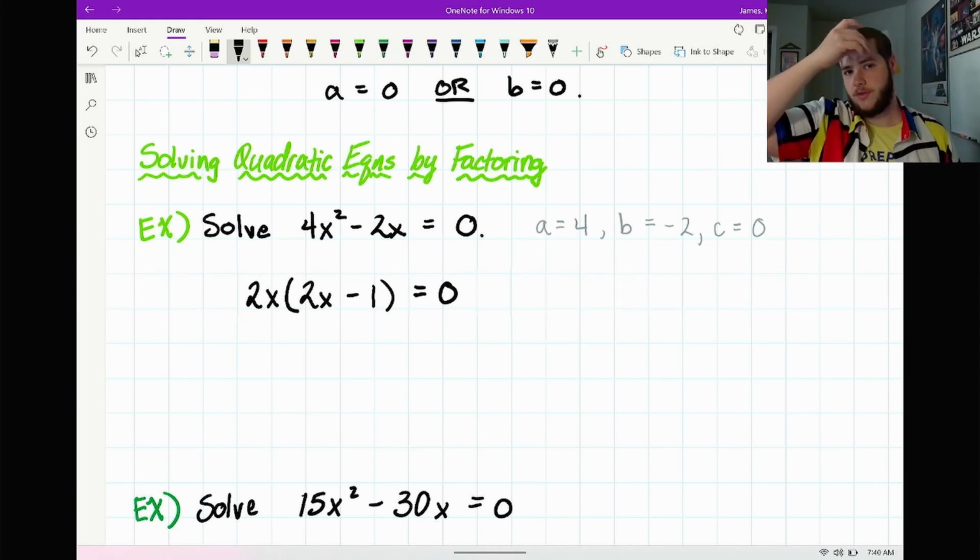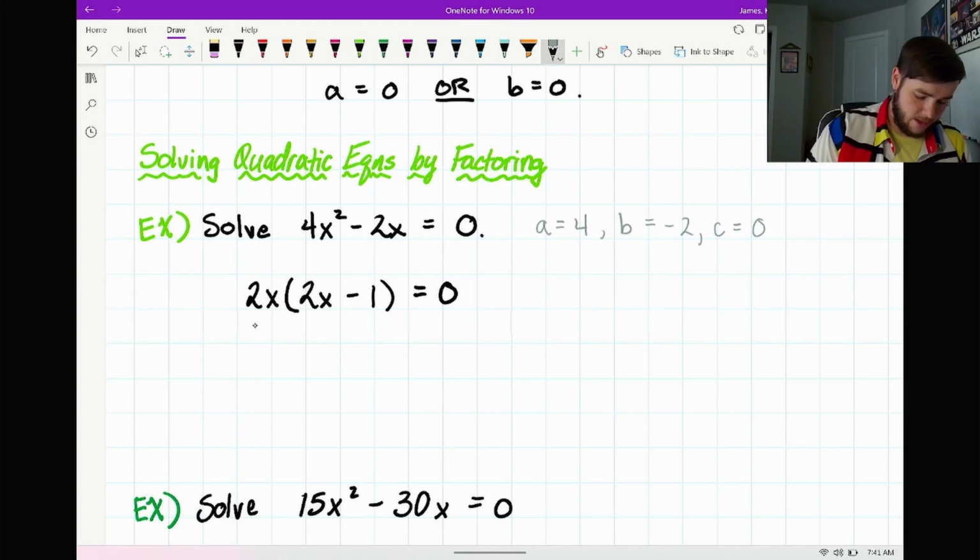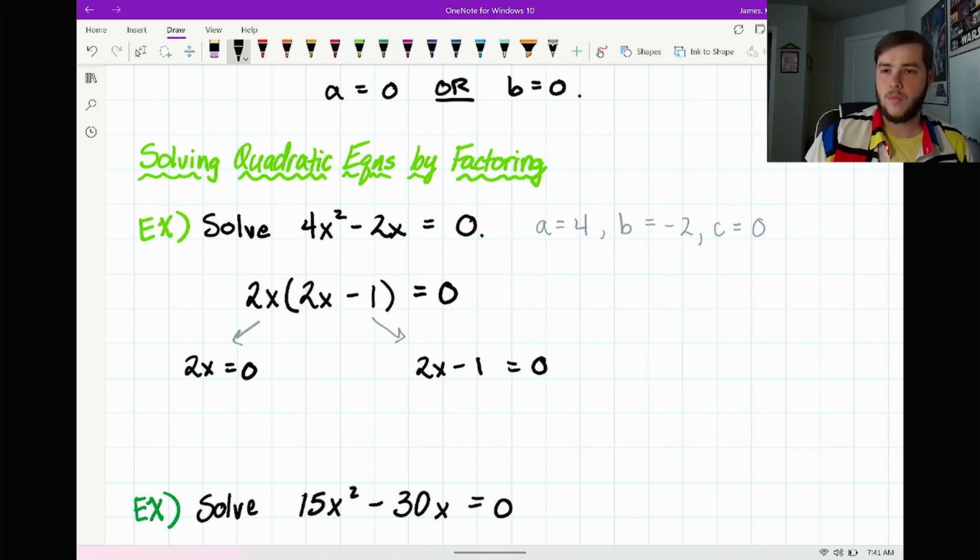Now this is where the zero product property comes in. If I'm trying to find an x that makes this equation true, that means that x value should either make this term 0 or this term 0. Remember, if two numbers, those numbers being 2x and 2x minus 1 in this case, multiply to 0, it must be that one of them was 0.